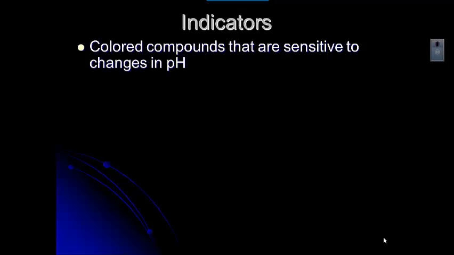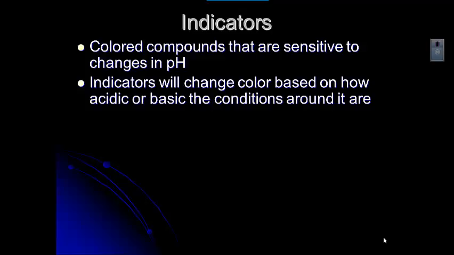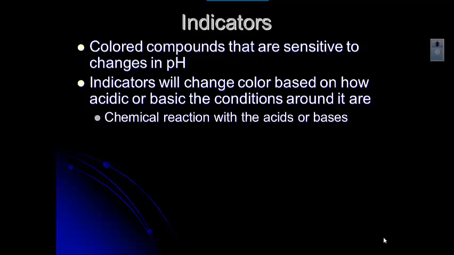In this video, we're going to talk about indicators. You're familiar with indicators. We've used them in labs before, but I just want to explain to you how they work. So indicators are compounds that have colors that are sensitive to changes in pH. And so depending on how acidic or basic the solution is that you put an indicator in, it will change colors. One that you're familiar with is phenolphthalein.